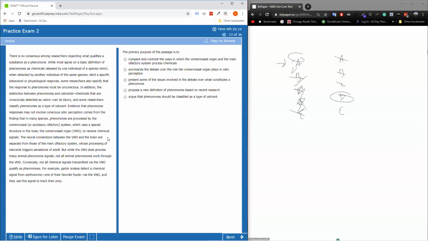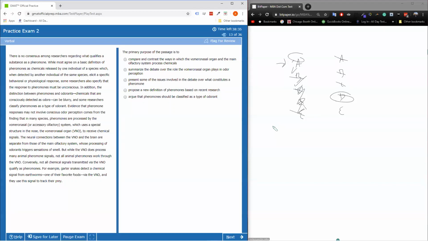Evidence that pheromone responses may not involve conscious odor perception comes from the finding that in many species, pheromones are processed by the vomeronasal or olfactory system, which uses a special structure in the nose, the vomeronasal organ, to receive chemical signals. Conscious. The special structure, the neural connections between the VNO and the brain, are separate from those of the main olfactory system, whose processing of odorants triggers sensations of smell.